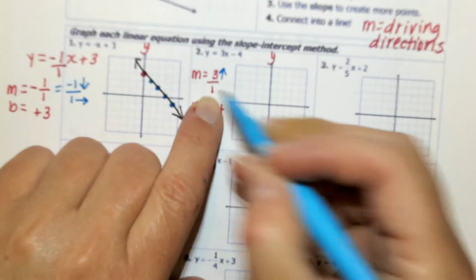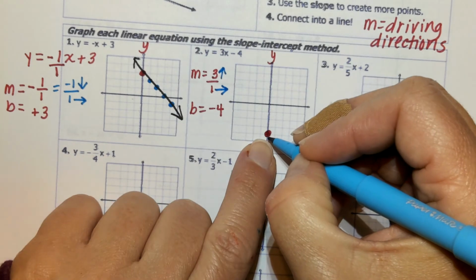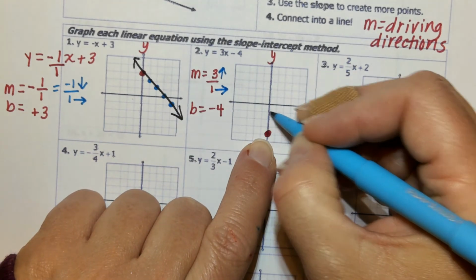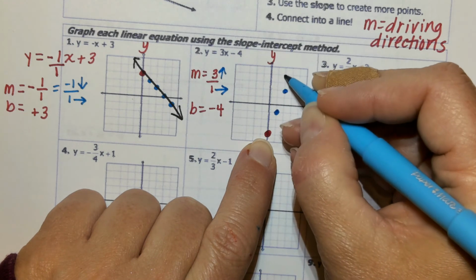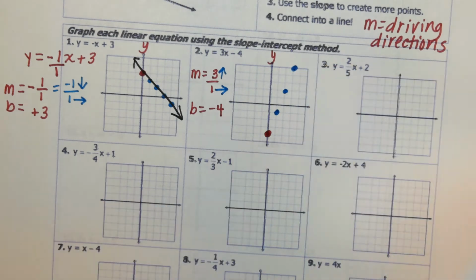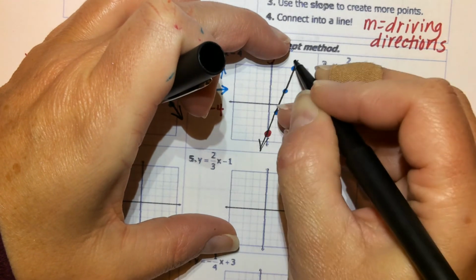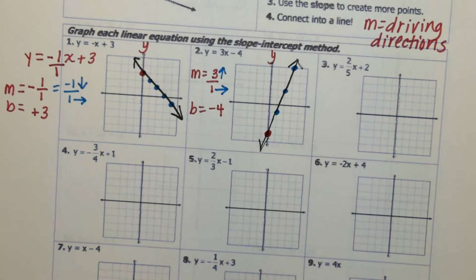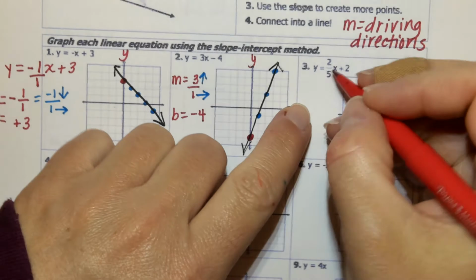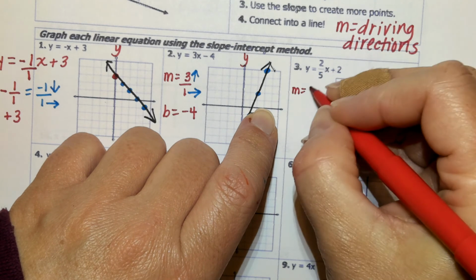Our top number is our up or down, and because it's a positive, you get to go up that many squares. Your bottom number is right or left, and it's a positive, which means you're going to move right. So from here, we're going to drive up 3, right 1, and keep going. Up 3, right 1, up 3, right 1. And again, if you've done it correctly, you connect your dots, it should make a perfectly straight line. Okay? All right, good. Let's do the next one.